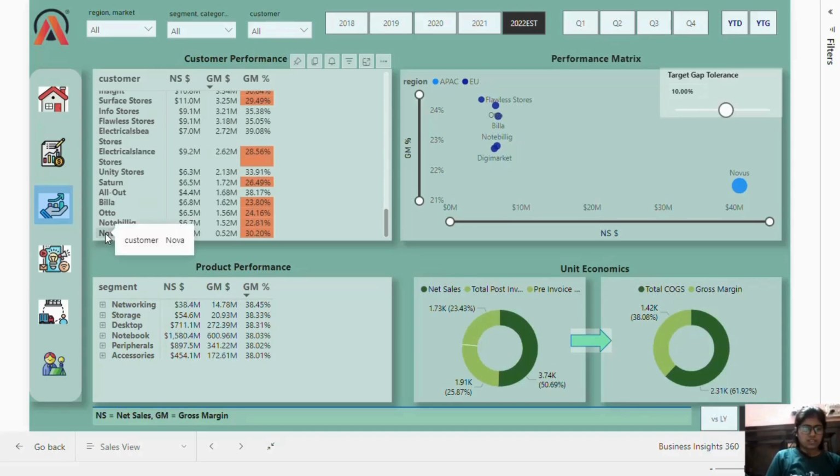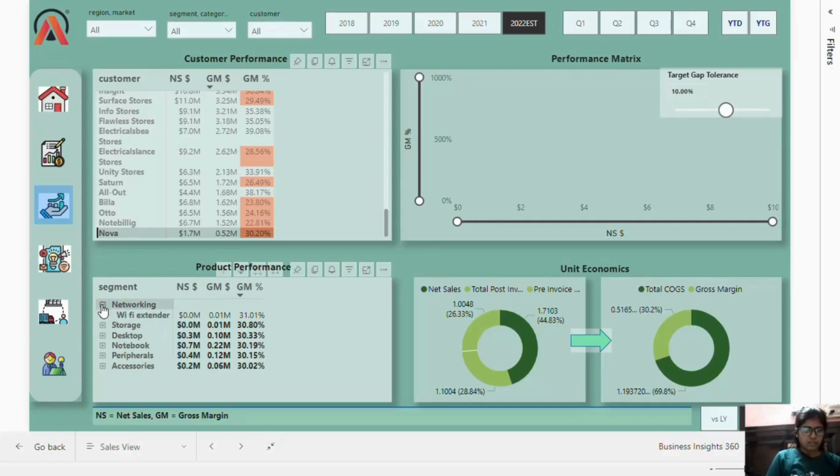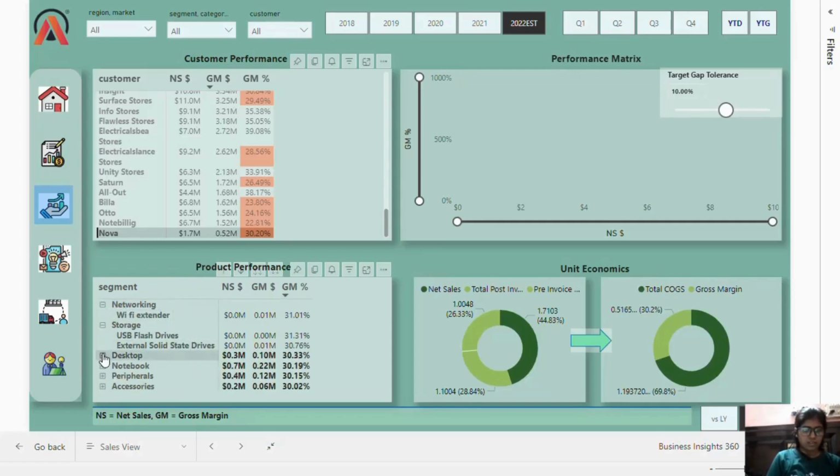If I further drill down into the Nova customer, these are the segments available for the Nova customer. On further drill down, you can see that these are the different products available for the Nova customer. Here you can see one thing common, that the gross margin is almost the same, between 30 to 31%. What does it mean? It means that the company has given a flat discount on all the products across all the segments. So practically, this is not a very good approach. The customer representative should negotiate with the customer to reduce the discount.